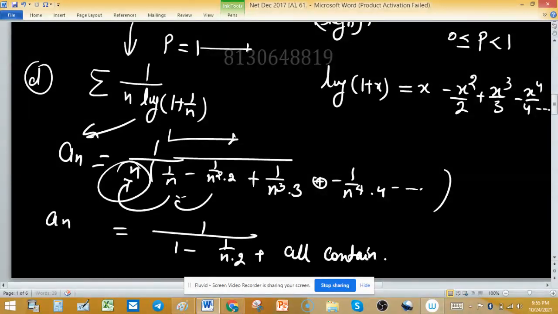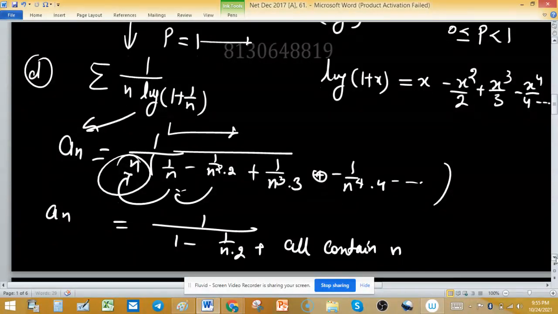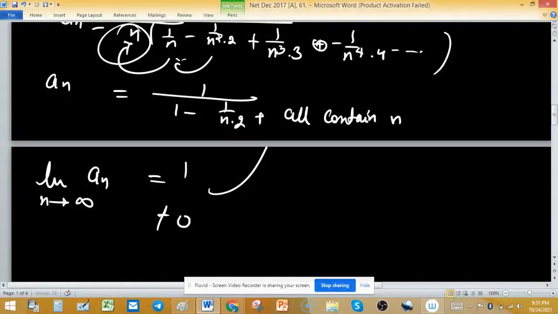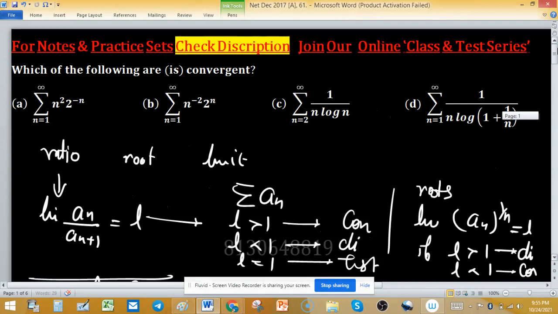all terms containing n. Whenever I take the limit of this a_n when n tends to infinity, I have 1, because the other terms will go to 0, and this limit is not equal to 0, so I can say this series is divergent. So the only convergent series is given in option A.